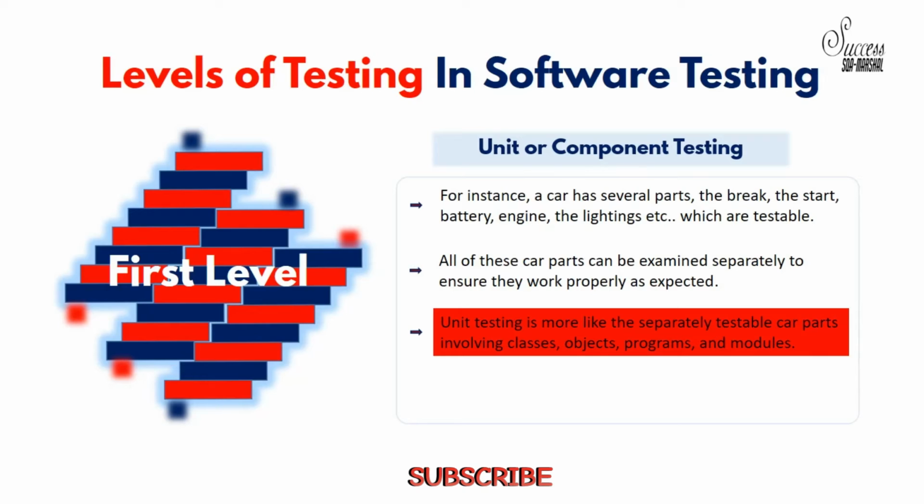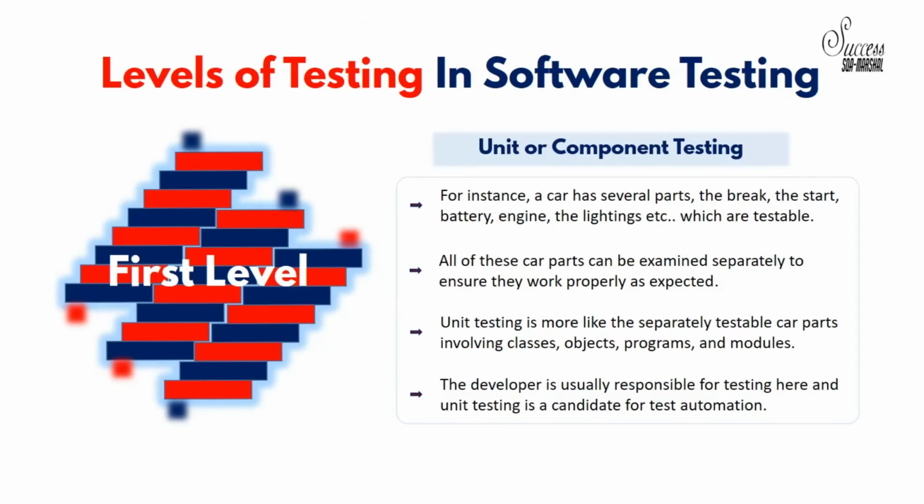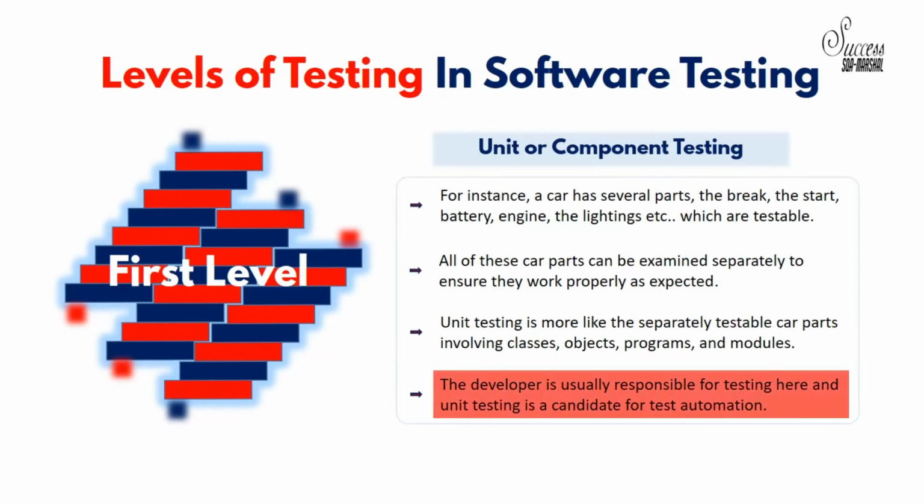So in unit testing, what we call unit or component testing, what you are testing are the classes of the code being written, the objects, the programs, and eventually the functional modules. The developer is usually responsible for testing here, and unit testing is a candidate for test automation.